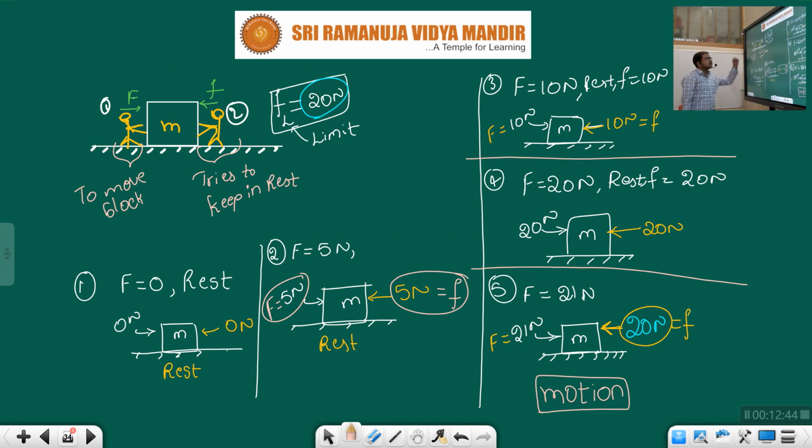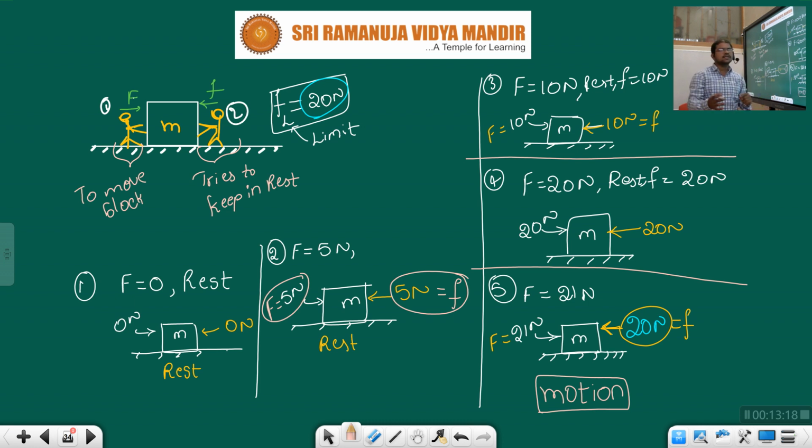Okay, now observe, children, here: when the first person is not applying any force, when it is 0, in order to keep the block at rest, the second person also won't apply any force, because anyway it is in rest. When the first person increased his force to 5 newtons, the second person also increased his force to 5 newtons, so that again the block will be in rest condition. Now the first person increased his force to 10 newtons, the second person also increased his force to 10 newtons, so that again the forces will be balanced and the block will be in rest.